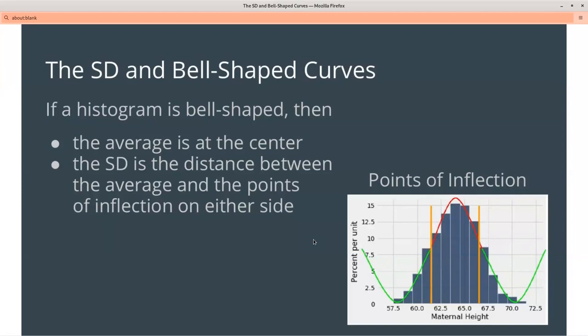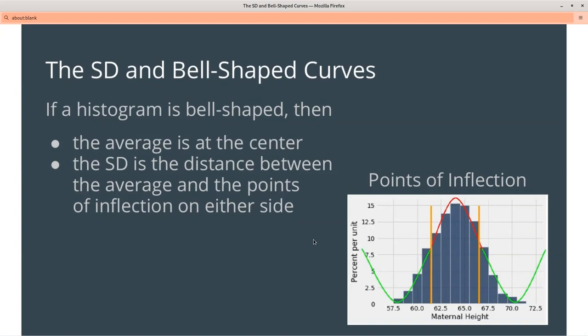And so if we look at it, if we draw our curve, and this is where my lack of artistic ability becomes kind of a problem, because the curve has to look right, otherwise it's not going to work well. So what I usually do is I have a curve and I lay it over it. But you know that the center line here is where the average will be. And then the standard deviation is the distance between the average and the points of inflection on either side.